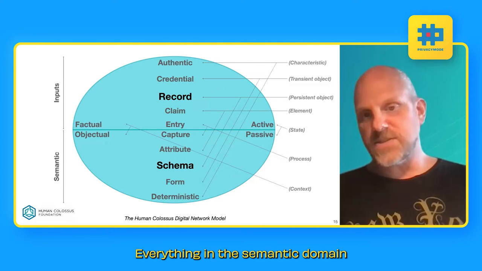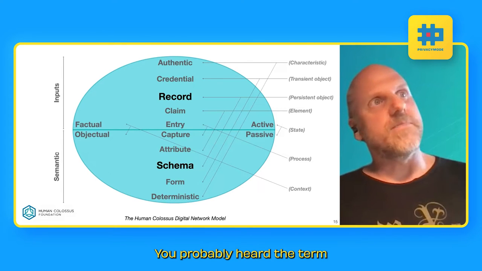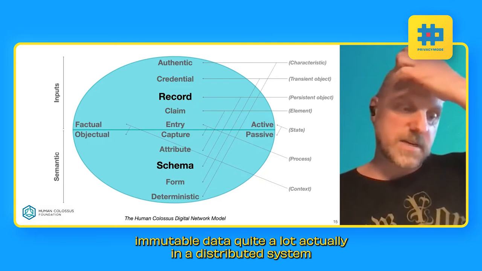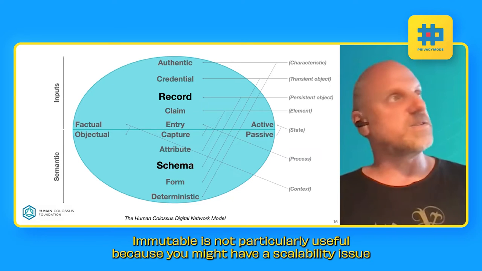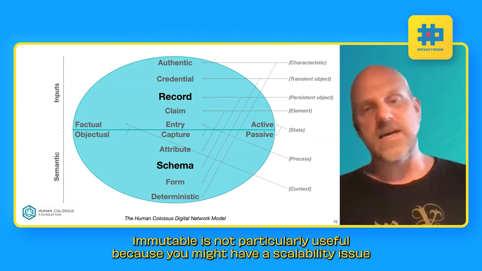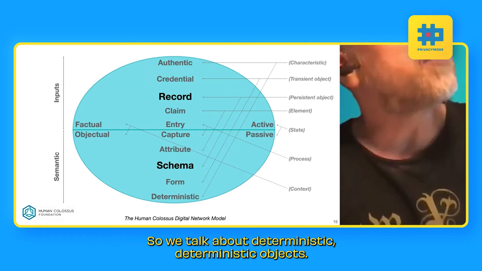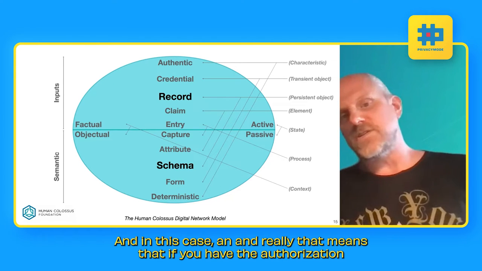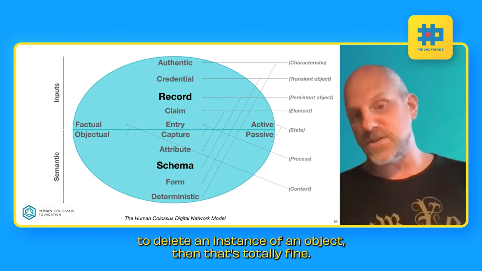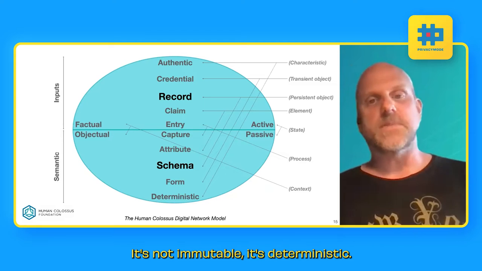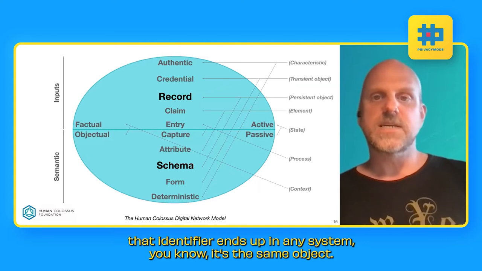Everything in the semantic domain has to be deterministic. You've probably heard the term immutable data quite a lot, but in a distributed system, immutable is not particularly useful because you might have a scalability issue with that. So we talk about deterministic objects in this case. That means that if you have the authorization to delete an instance of an object, then that's totally fine. You can do that. It's not immutable, it's deterministic. So wherever that identifier ends up in any system, you know it's the same object.